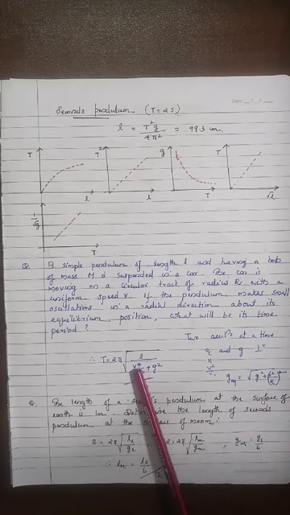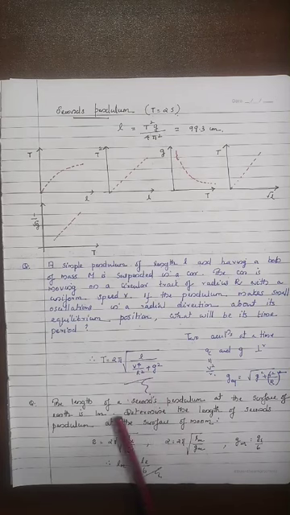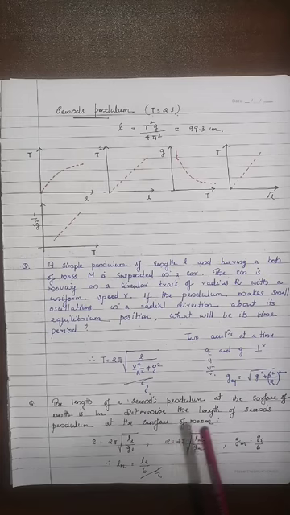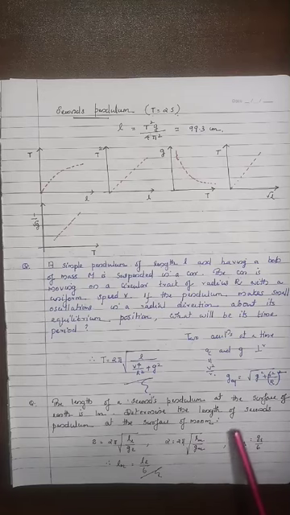The length of a second pendulum at the surface of earth is 1 meter. Then we determine the length of the second pendulum at the surface of moon. So here, keep in mind, the gravity on moon is 1/6 of earth. Therefore, the length becomes L by 6.